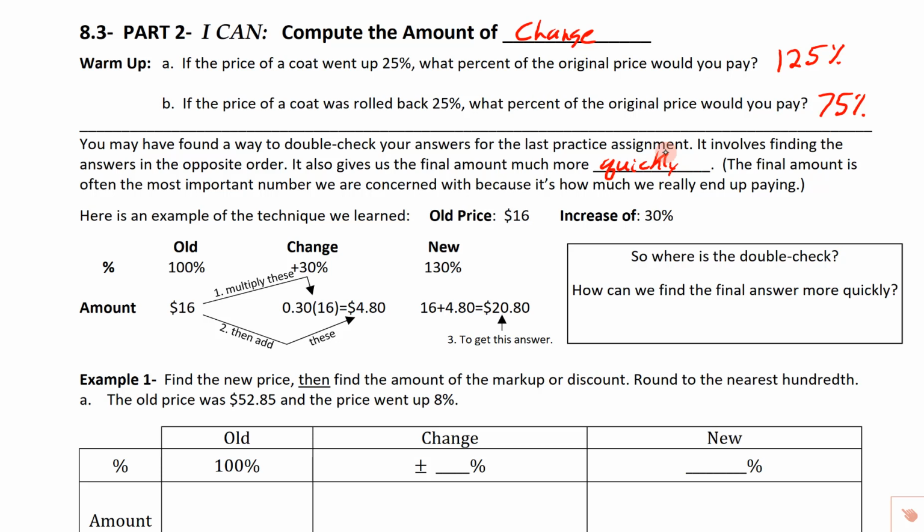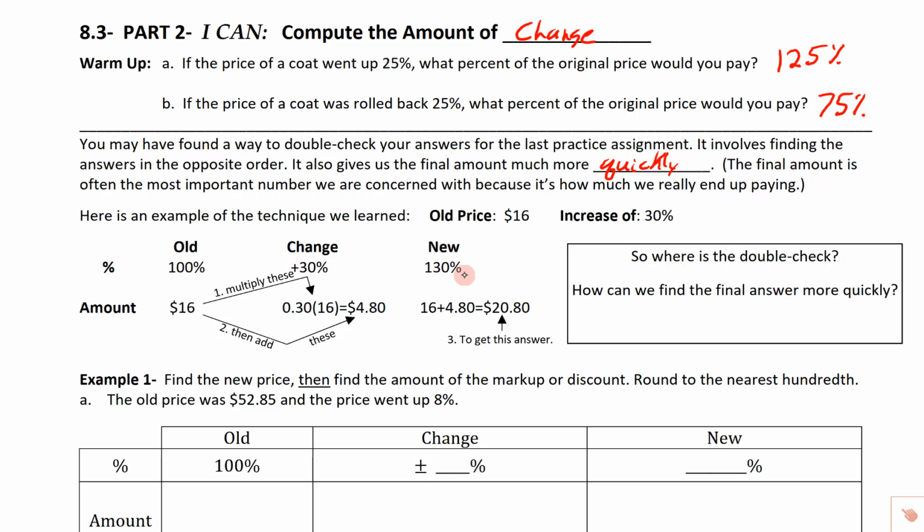So here's an example of what we did yesterday. The old price was $16 and the increase was 30%. So the old price, we pay 100% of what that was, so that's $16, but it went up. Notice the plus 30% right there. So we multiply these two together. We want to find out what's 30% of $16. So 30%, there's the 0.30. And then times that by 16, so we end up with $4.80. That's the amount of the increase. That's the amount of the change. So then we take the original $16, we add the $4.80 together, and we end up with $20.80. So that would be the final answer, which is actually 130% of the original price.